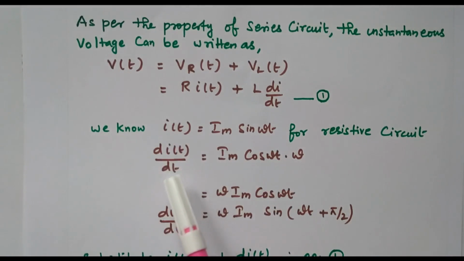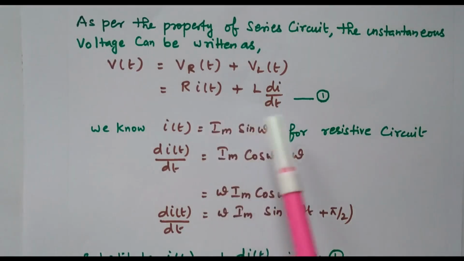So di by dt, differentiating on both sides, Im sin omega t, the differentiation of sin omega t is cos omega t into omega. So di by dt is omega Im cos omega t. That is equal to omega Im sin of omega t plus pi by 2, since cos omega t can be written as sin of omega t plus pi by 2. Now we have the expression for di of t by dt as well as I of t. Now we can substitute these two values in equation 1.